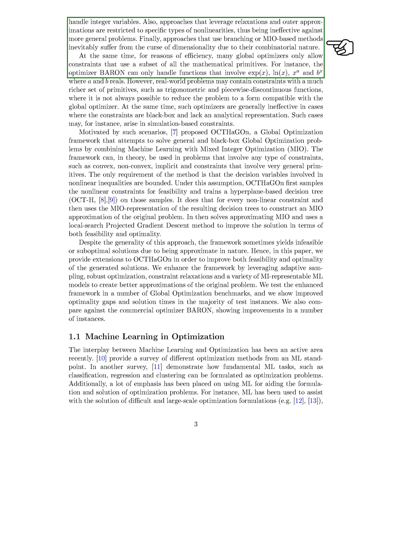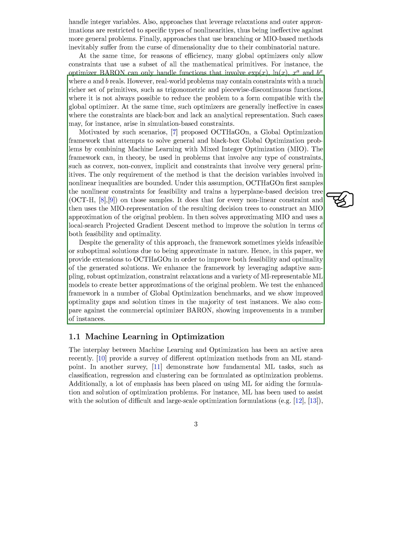For example, the optimizer Baron can only handle functions that involve exponential, logarithmic, and certain other operations. However, real-world problems may contain constraints with a much richer set of primitives, such as trigonometric and piecewise discontinuous functions, where it is not always possible to reduce the problem to a form compatible with the global optimizer. Such optimizers are generally ineffective in cases where the constraints are black box and lack an analytical representation. These cases may arise in simulation-based constraints.